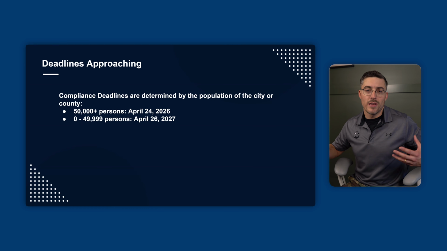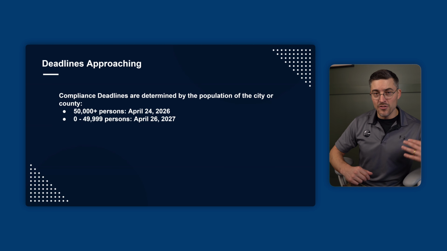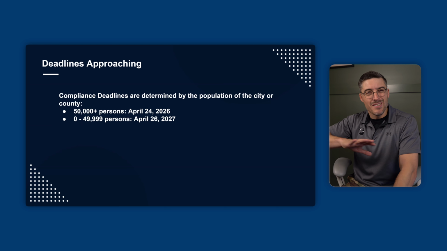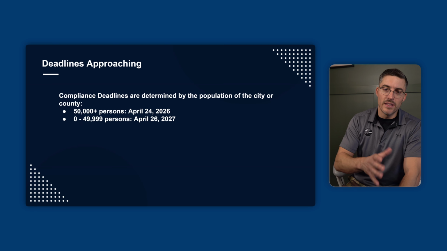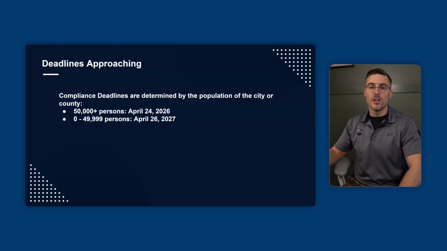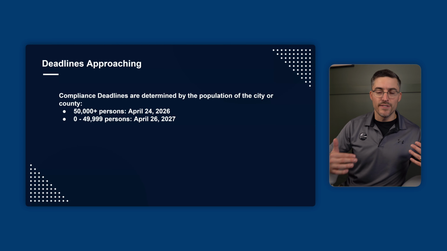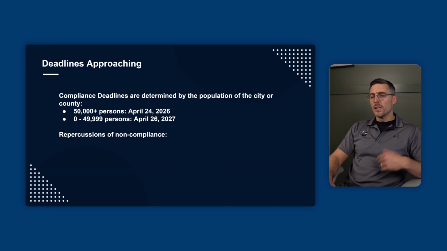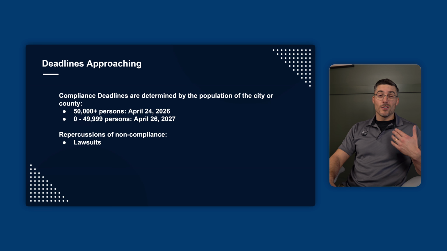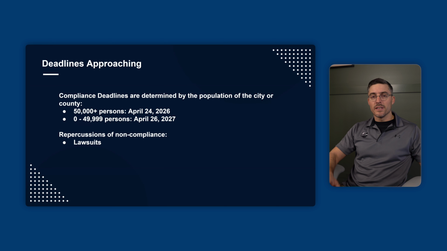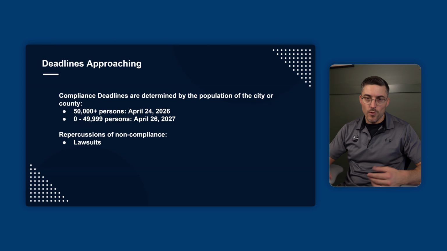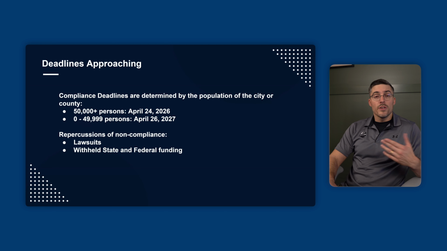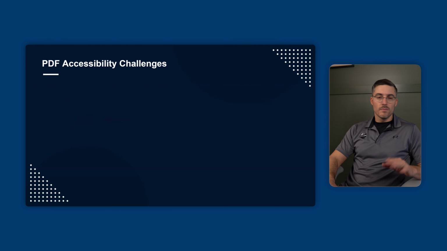Let's say you're a small county or city that has fewer than 50,000 people. Your deadline is April 2027, but that doesn't mean you should really wait. It's better to get ahead of it than wait till the last minute and try to rush at the end. So even if you have fewer than 50,000 people that you serve, probably better to look into this now. So the repercussions of non-compliance are lawsuits. There are already lawsuits that have happened because this has been going on in the federal space for a while, but now it's being applied to the city, state, and local level. Or you could have withheld state and federal funding. Don't want that to happen.